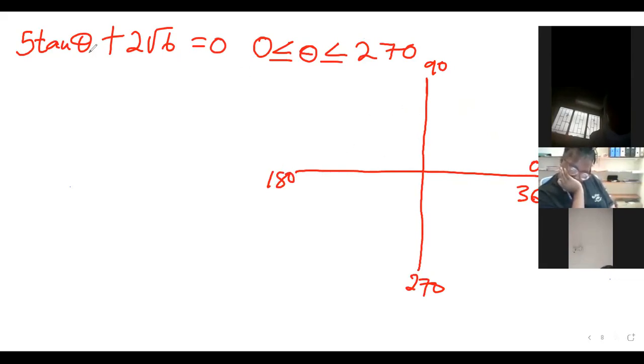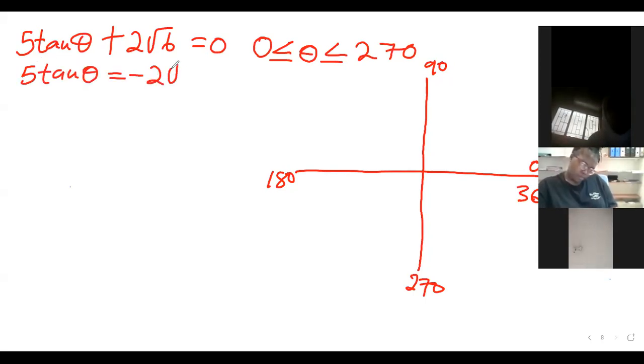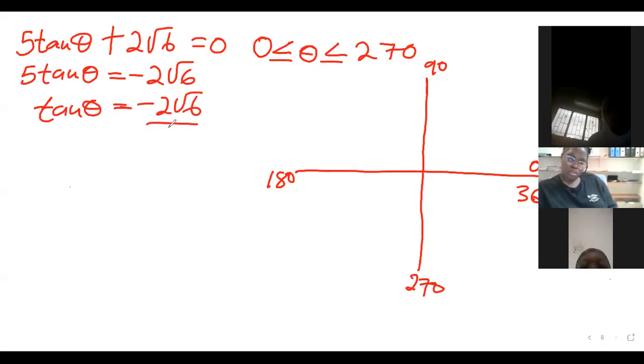Now, first things first. The first thing is to make tan the subject. That means separate the trig function. If I'm separating the trig function, I'll transpose this to the right. So I'll have 5 tan theta is equal to negative 2 root 6. Then tan theta is divided by 5. Tan theta is equal to negative 2 root 6 all over 5. Okay? So that means my tan is negative.